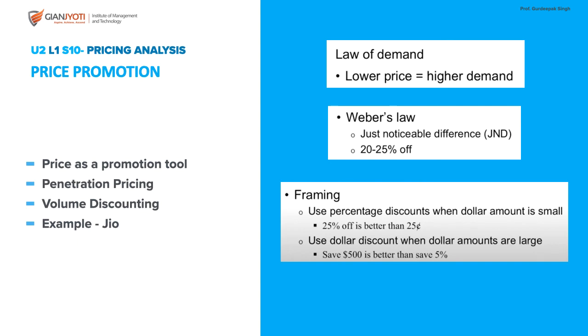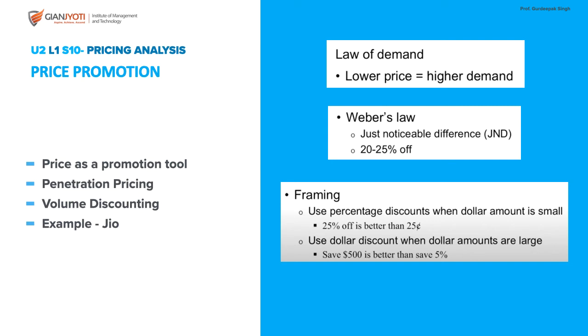When you're framing your price promotion, you should always use percentage discounts when the dollar amount is small. For example, the price of the product is say $1, and you say there is a discount of 25 cents, 25 paisa, on a candy bar of 1 rupee. I will not be paying any attention to it. But if I say 25% is off, yes, I'll definitely look at that, although the value is only 25 paisa or 25 cents.